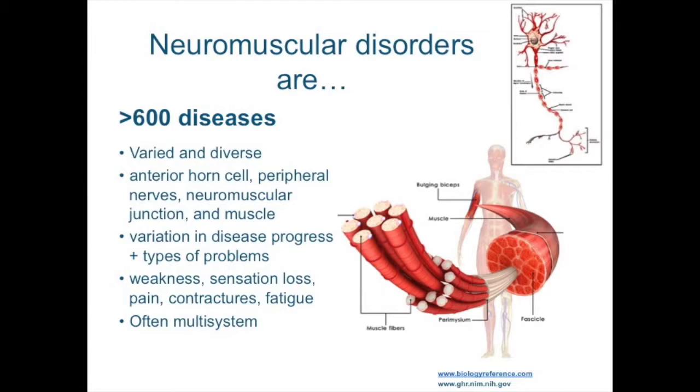So they're varied in that they affect different parts of the neuromuscular system, from the anterior horn cell, which is in the spinal cord, through the peripheral nerves to the neuromuscular junction and the muscle. And so there's a variety of diseases and types of problems that can happen depending on what part of that nervous system is involved. But for the most part, weakness, sensation loss, pain, contractures, and fatigue are pretty common symptoms. There are also diseases that can affect other systems outside the neuromuscular system, such as the heart and cardiac system, or the lungs and the respiratory system.